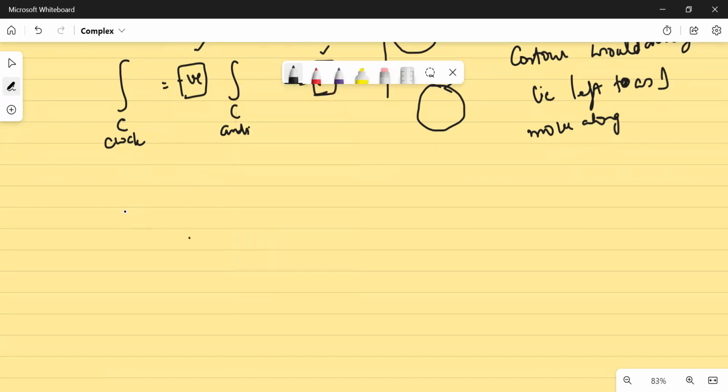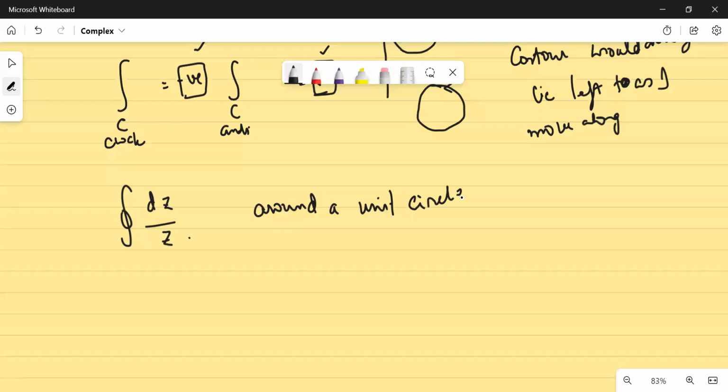A few more questions on this kind of thing. So just give me an answer to this. Evaluate dz upon z around a unit circle centered at origin. Okay, so how would you go about it? So, unit circle centered at origin.